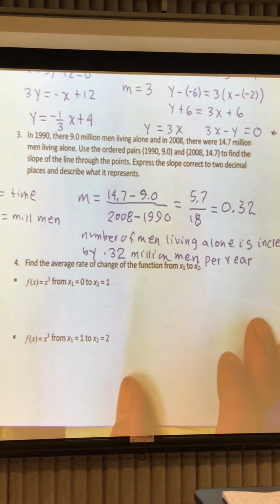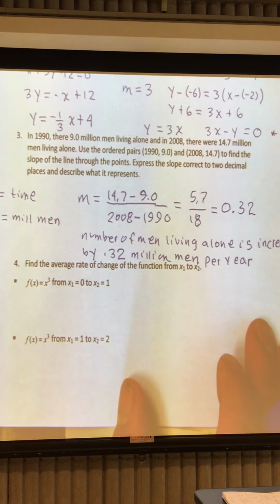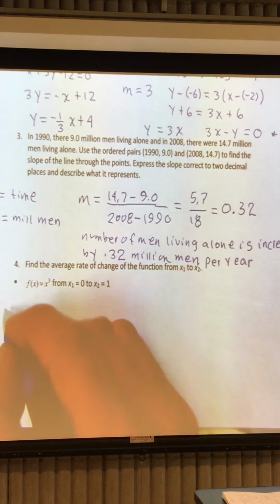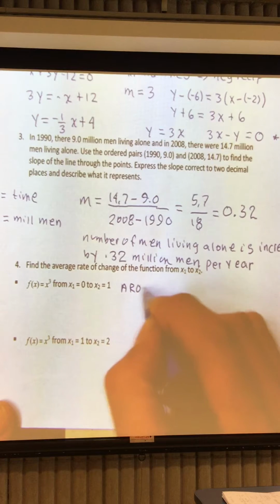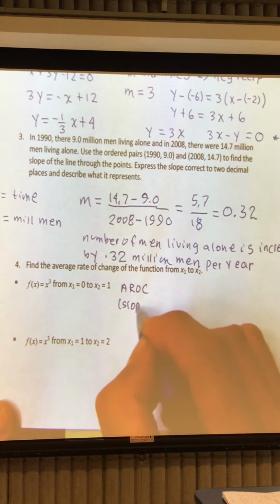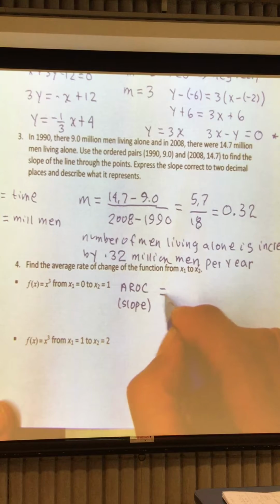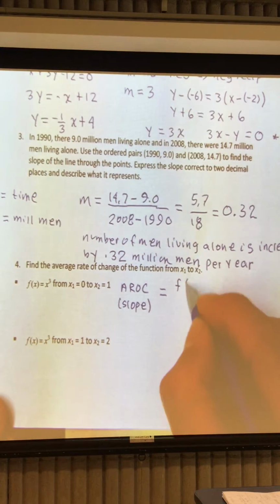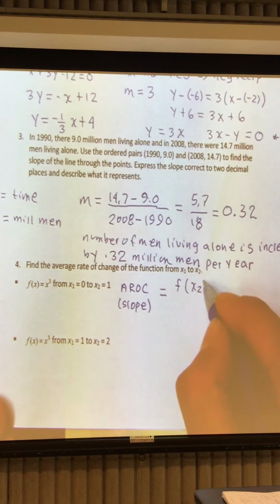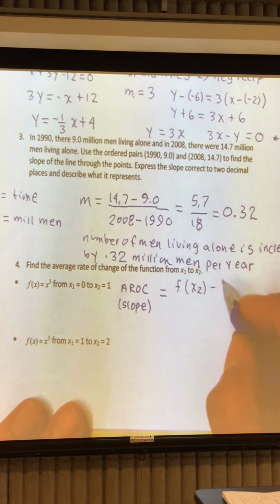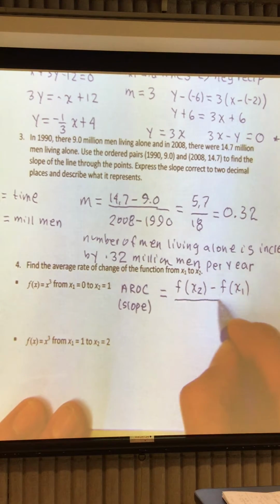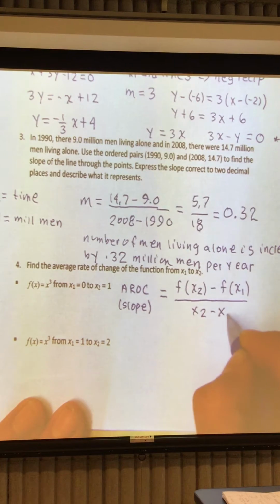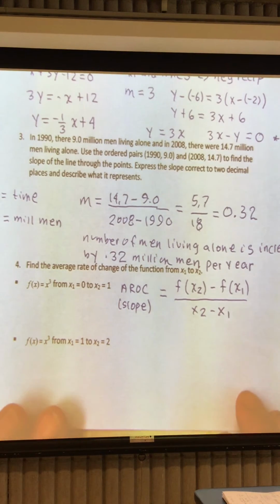Last problem, number 4. Find the average rate of change from the first value of x to the second value of x. The average rate of change is really just the slope, but it works for curves and not just for lines. So I'll write this in function notation. It's the y value at the second value of x minus the y value at the first value of x divided by the corresponding change in those x values. That should look like the slope formula.